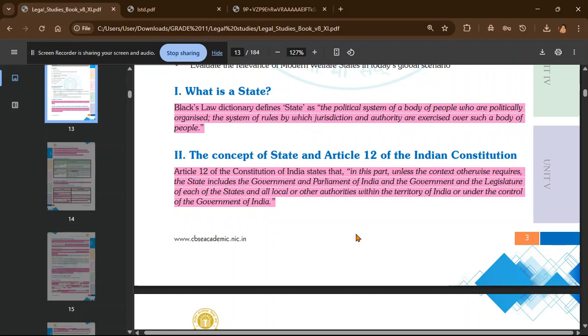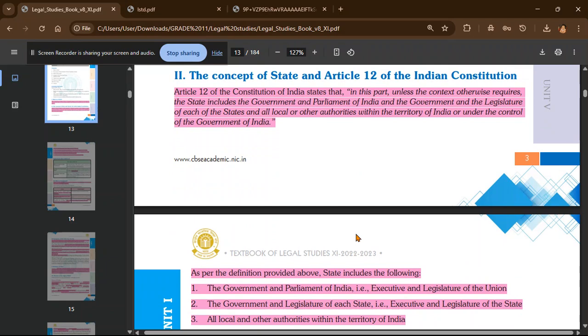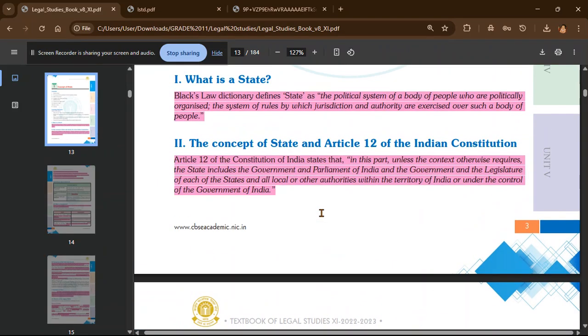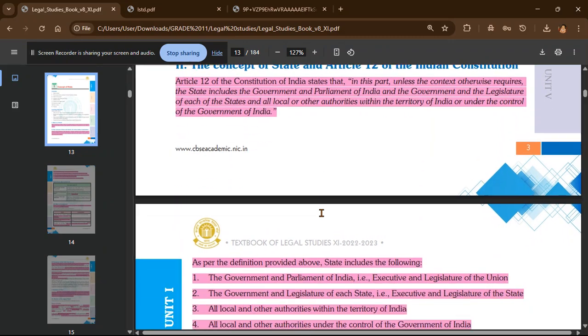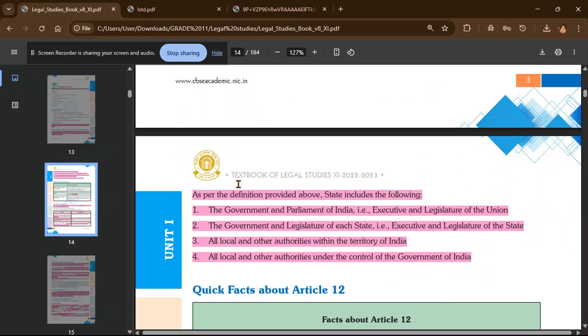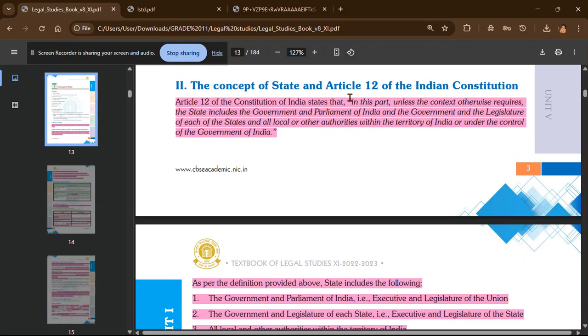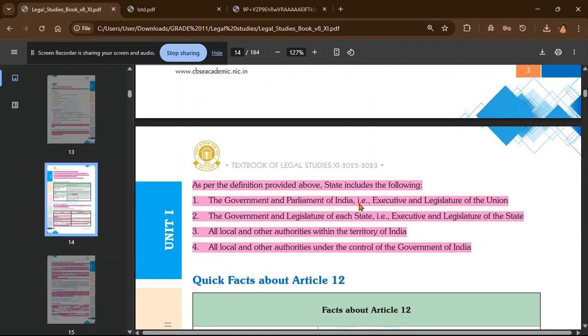All right. Now, our second concept is the concept of state and Article 12 of the Indian Constitution. In your book, you will be seeing this four-liner, small para. Now, I recommend that instead of this paragraph, you can even highlight this in your exam if they ask you Article 12. See, if it's a two marker, I suggest writing these points is enough. But if it comes as a three marker, then you can write this entire thing. This definition, what you see here, is the exact same as this, but in pointers. So we'll directly be seeing this.